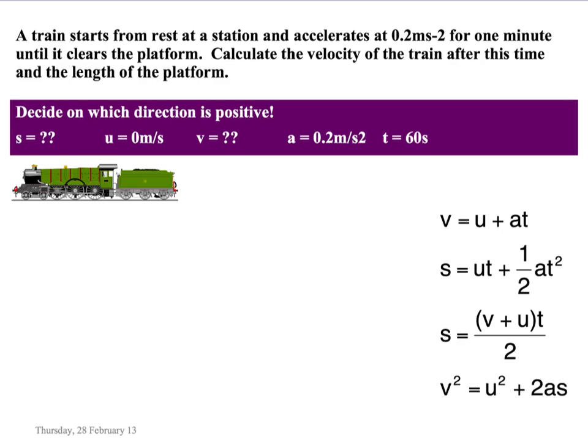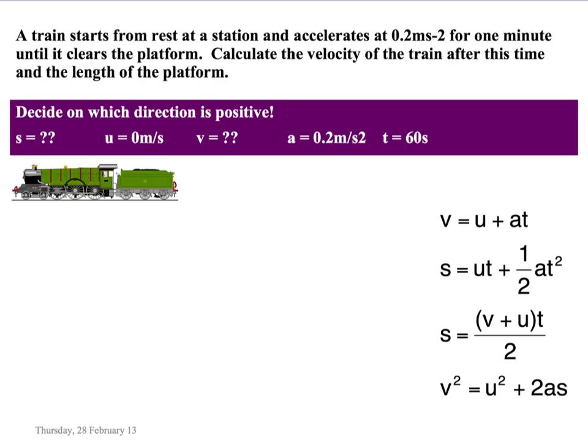So let's start off by looking at an example where a train starts from rest at a station and accelerates at 0.2 meters per second squared for 1 minute until it clears the platform. The question asks us to calculate the velocity of the train after this time and the length of the platform.